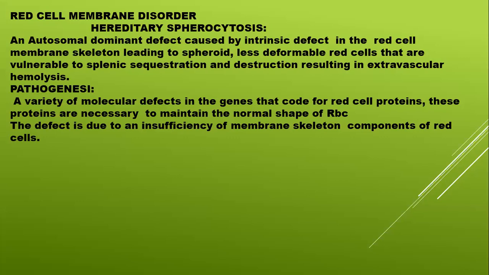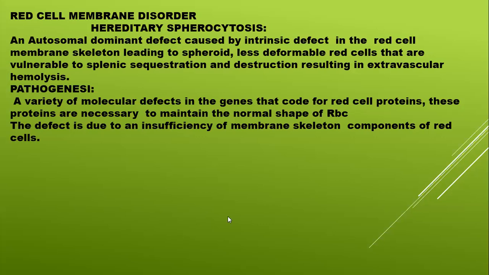Hemolysis due to red cell membrane disorders. Hereditary spherocytosis. It is an autosomal dominant defect which is caused by intrinsic defect in the red cell membrane skeleton and leading to the spheroid, less deformable red cells that are vulnerable to splenic sequestration and destruction, resulting in extravascular hemolysis.